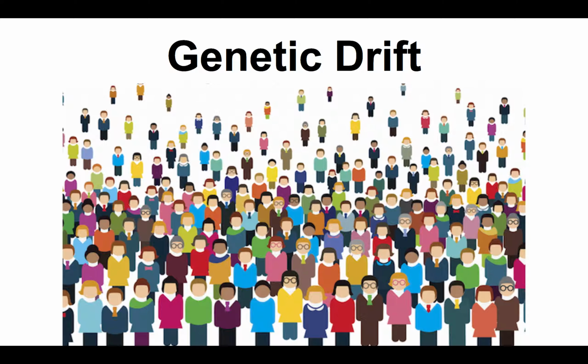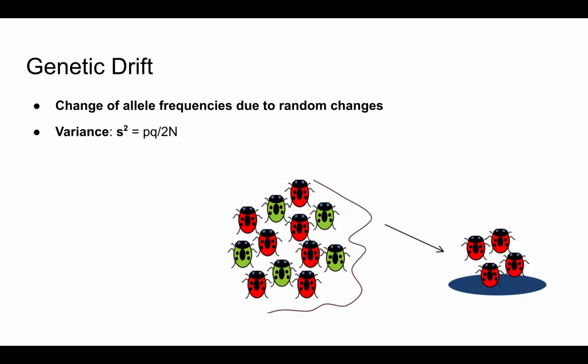So we're going to be talking about genetic drift, specifically founder effect and bottleneck effect. Genetic drift is the phenomenon where random changes impact allele frequencies. Genetic drift arises when populations are small. Smaller populations have more pronounced changes to allele frequencies than larger populations do.